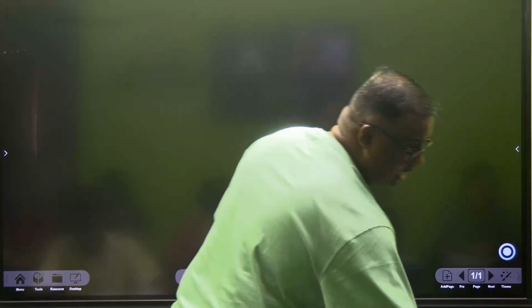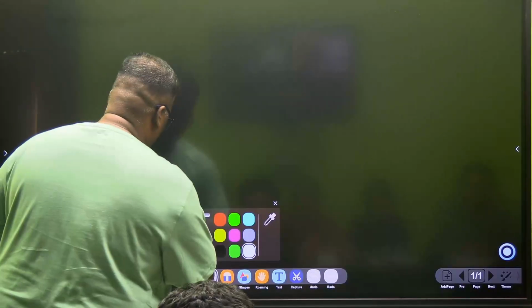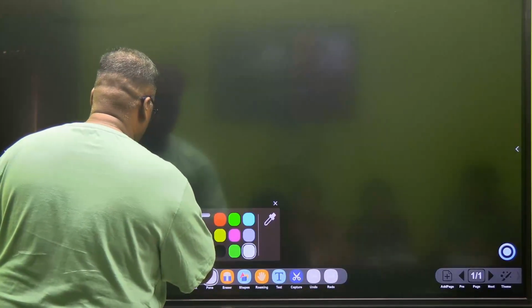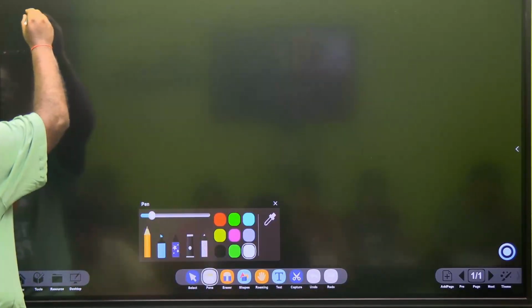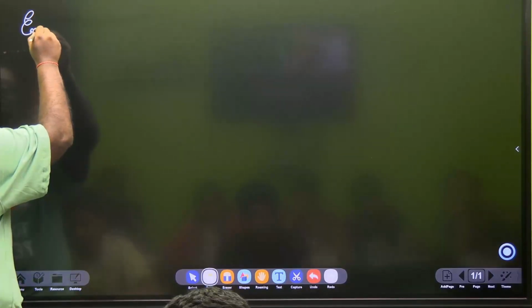So we start with energy, and in some of the talk I had with you guys, I said that energy is the ability to do work. As much energy as you have in your body, that much work you will do. Okay, energy.